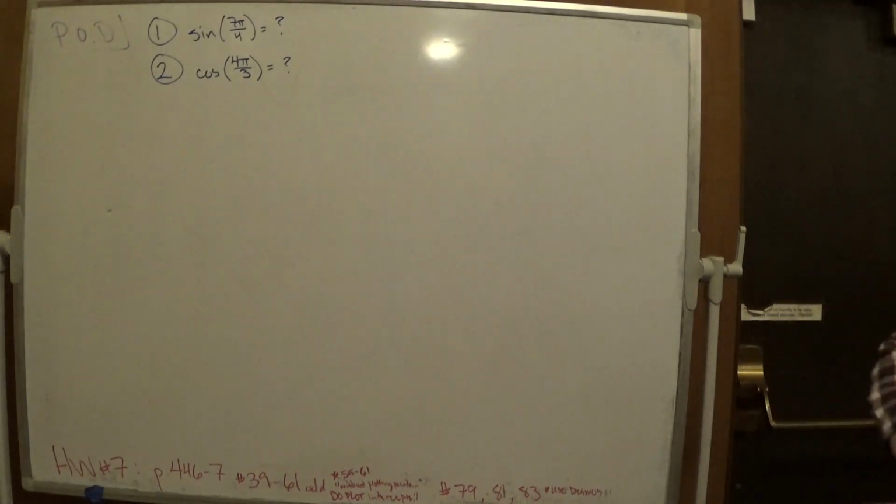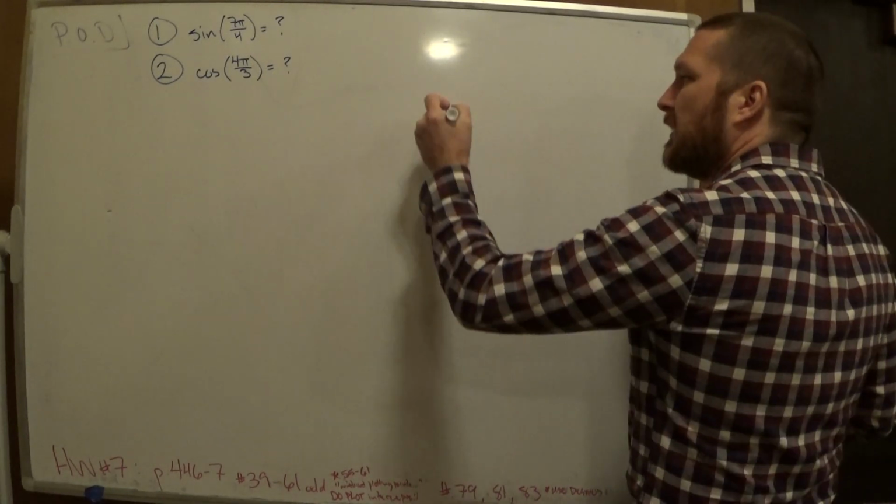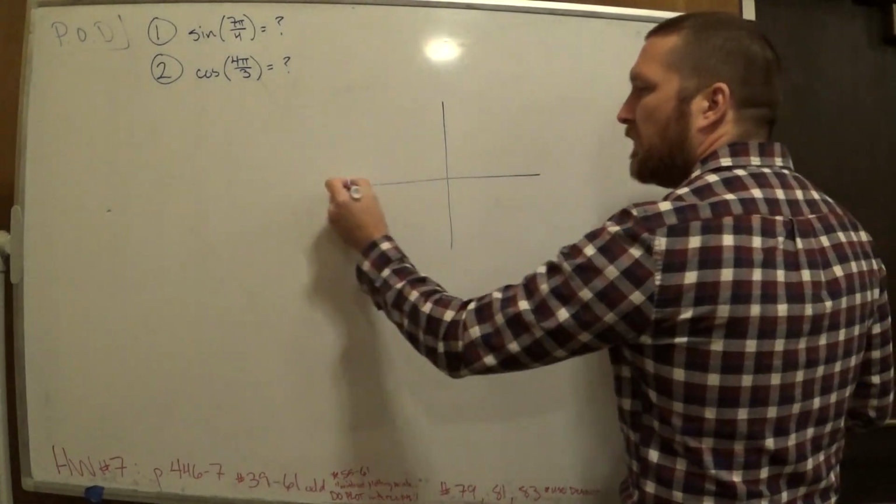What'd you get for sine of 7 pi over 4? Negative 1 over root 2. I think so, right? Because the way I think about this, there are a few different ways of thinking about it.